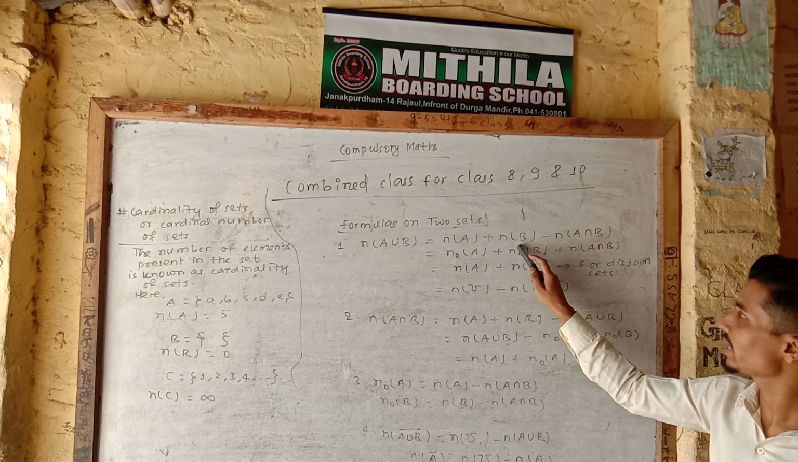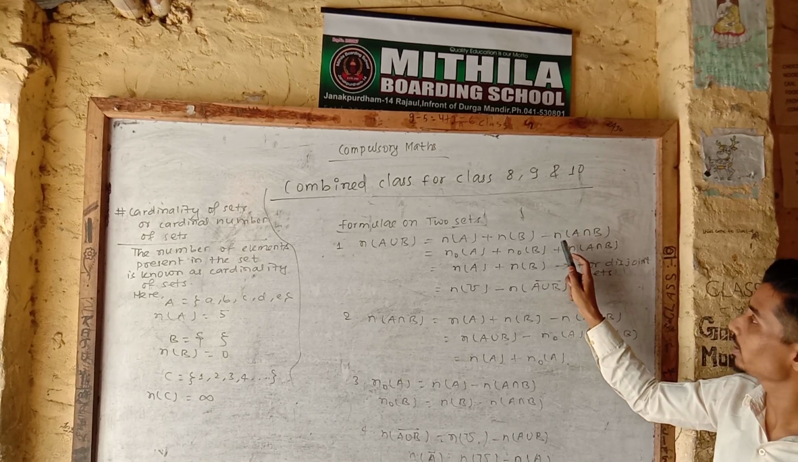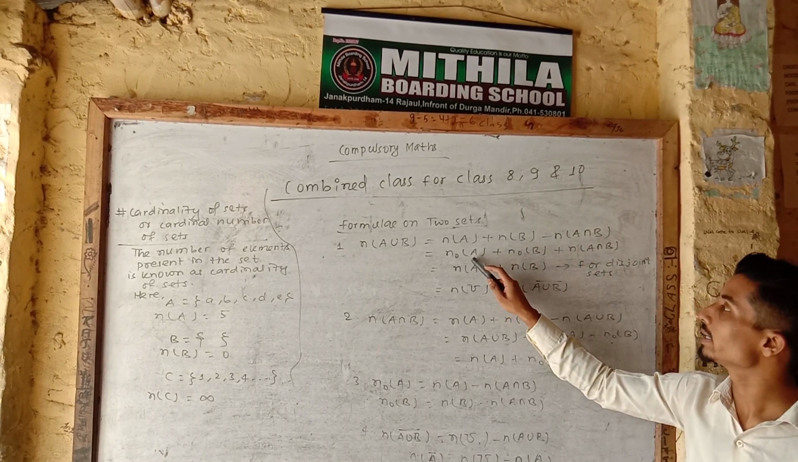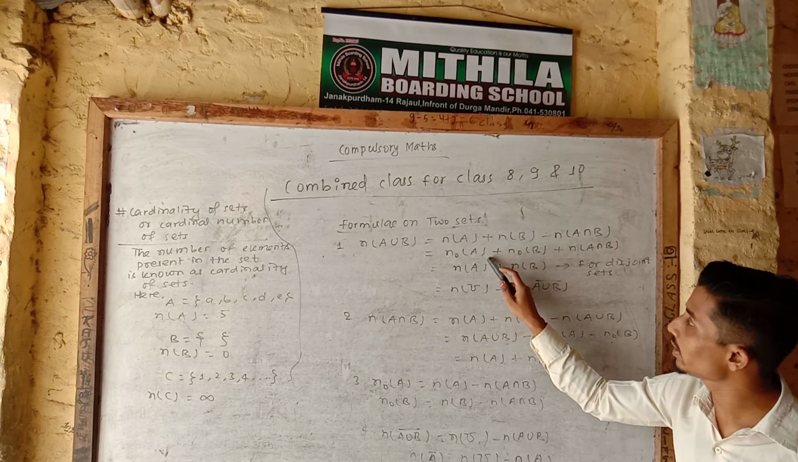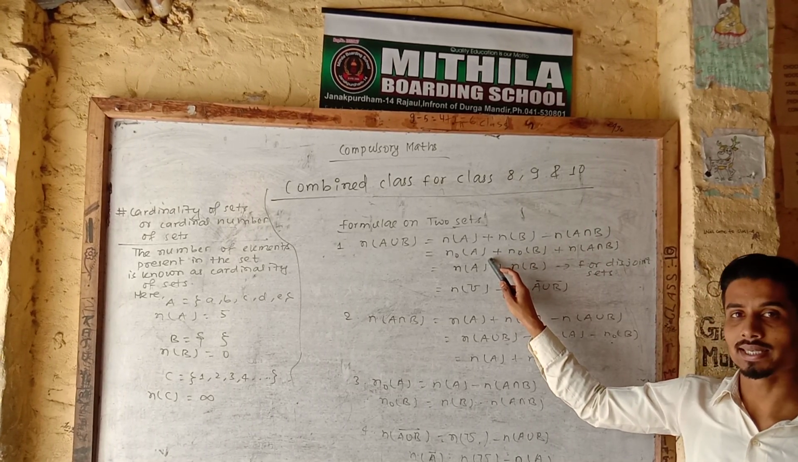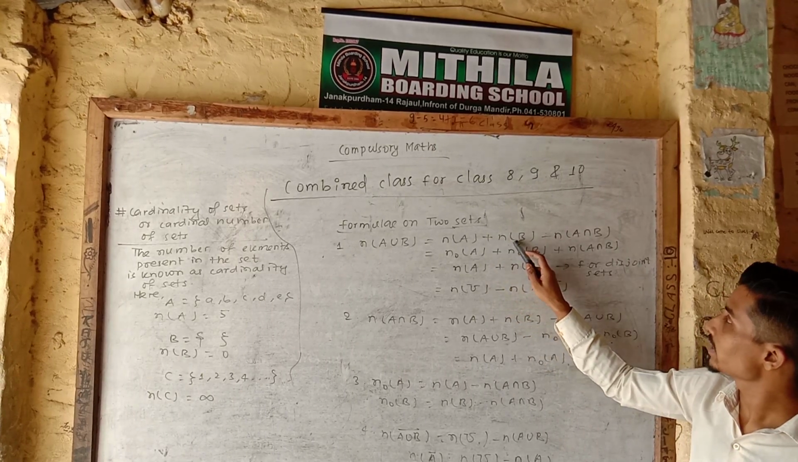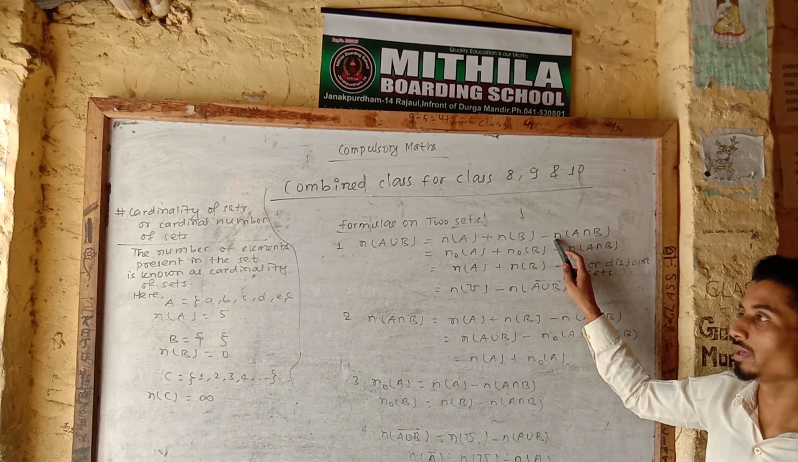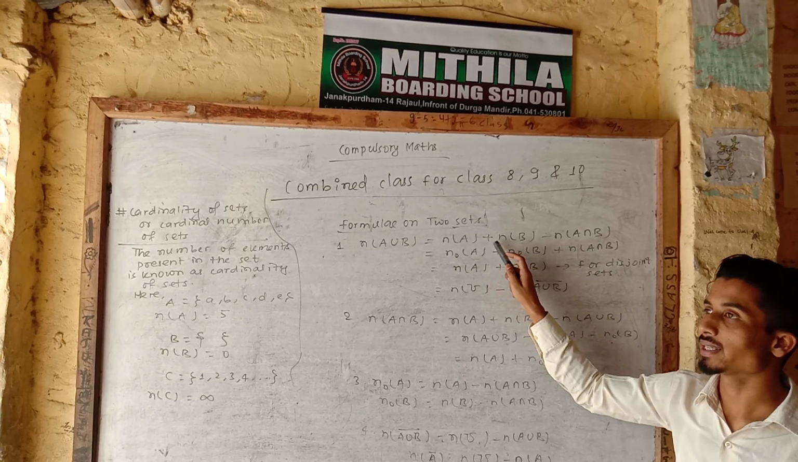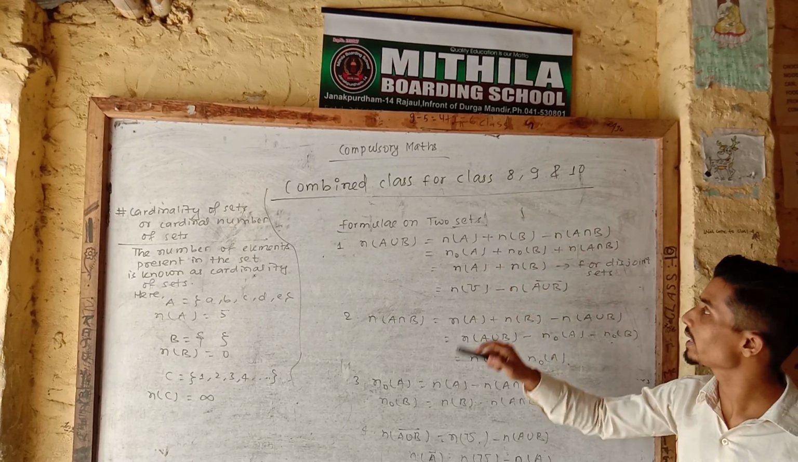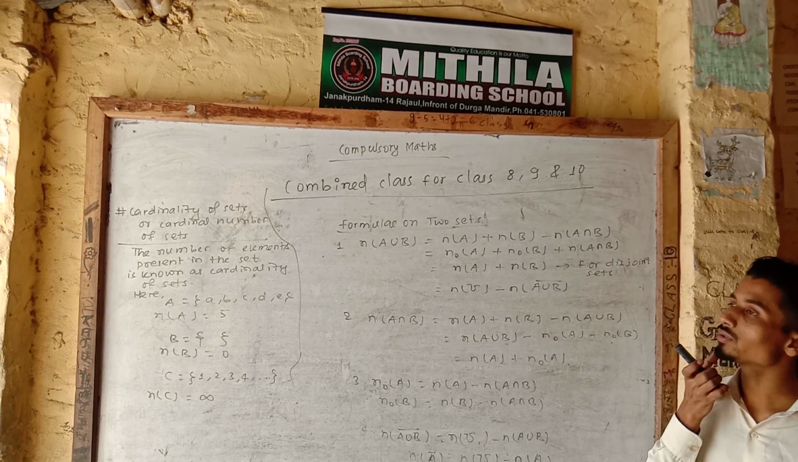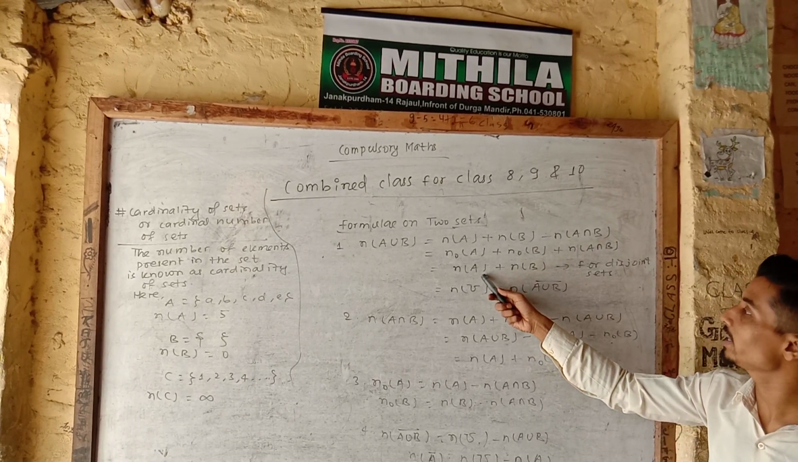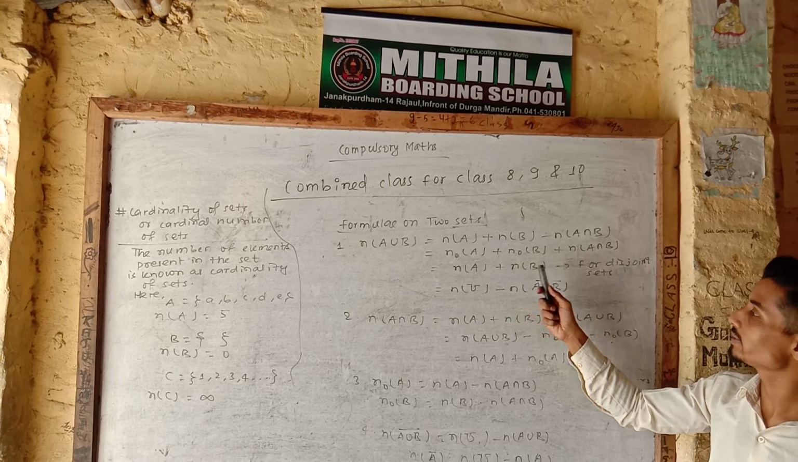So N(A) plus N(B) minus N(A intersection B), or another formula we can use is N only A plus N only B plus N(A intersection B). This formula we are going to use when only the only-sets are given. N(A) plus N(B) minus N(A intersection B) will be used when the cardinality of set A and set B are given. For disjoint sets, for the calculation of two sets which are disjoint, we are going to add only the cardinality of set A and set B.